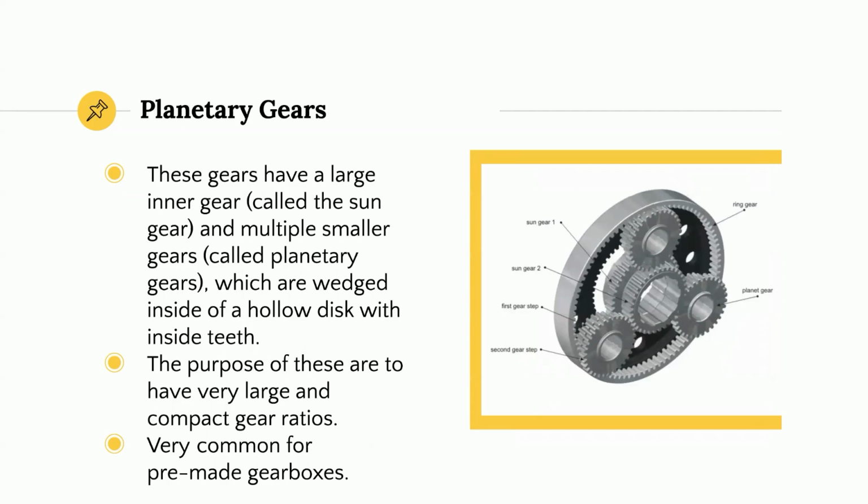Now, the fanciest one is planetary gears. So these gears have a large inner gear called the sun gear and multiple smaller gears called planetary gears, which are wedged inside of a hollow disc with inside teeth. The purpose of these are to have very large and compact gear ratios, and these are very common for pre-made gearboxes. So when you look at this one to the right, we have a sun gear in the middle and a bunch of smaller teethed planetary gears.